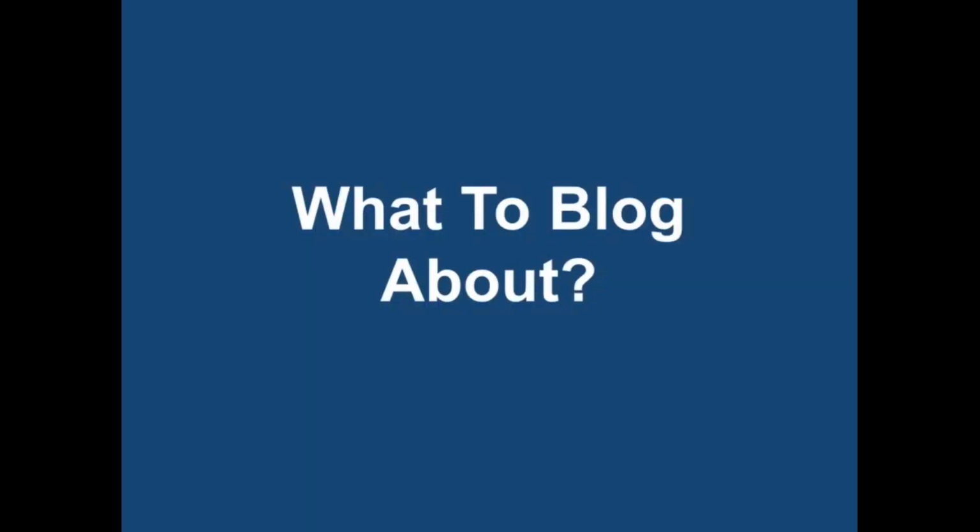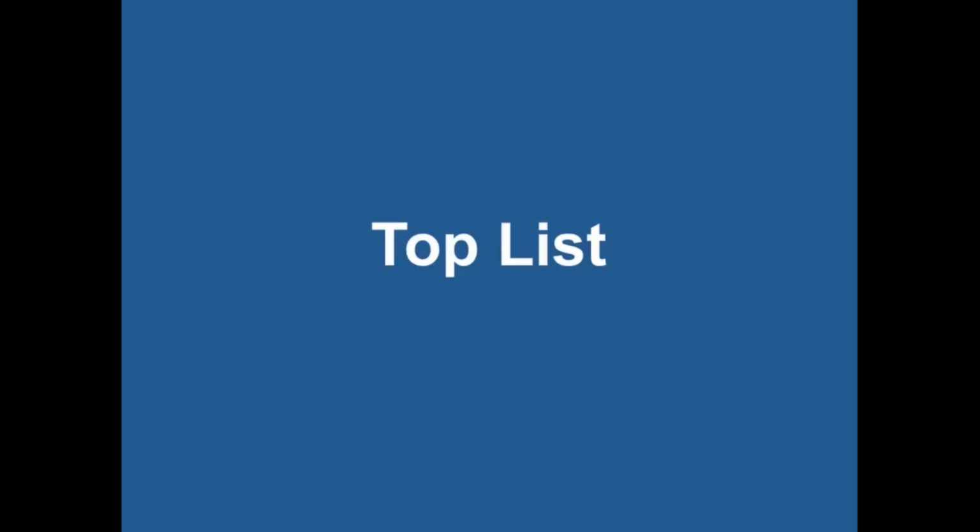What to blog about? Blogging might not come easy if you run out of content or things to say. This video will guide you on the types of content that can be posted on your blog. The first type of content is a top list. You can compile a list of 5, 7, 10 or more things that are related to your niche.